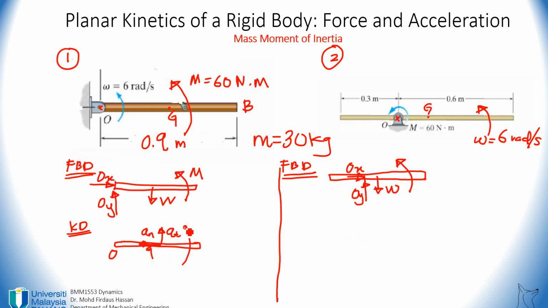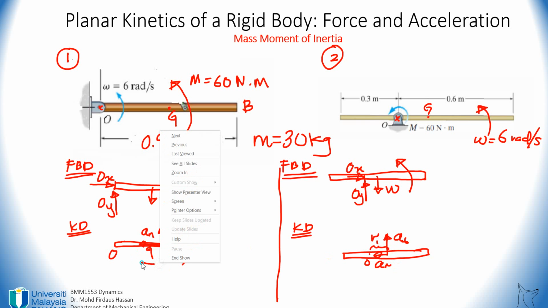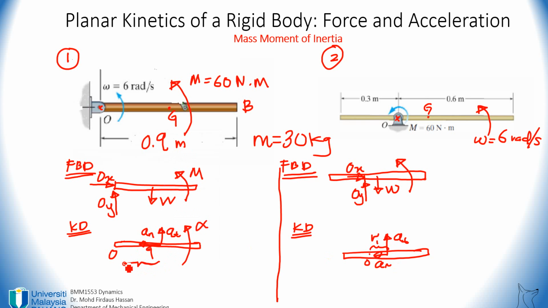Alright. And then you have another one. What? Alpha. Angular acceleration. Similar to this one. Kinetic diagram of it, you have, okay, this is O, this is G. Similar thing, you have AT and AN. AN where R, here I put it as R1, from point G to O. This one I put as R from point G to point O. Okay, similar thing, you have the alpha.